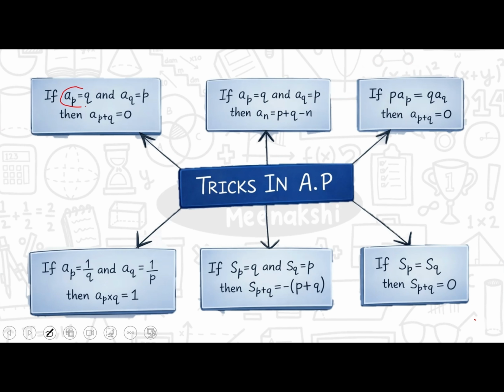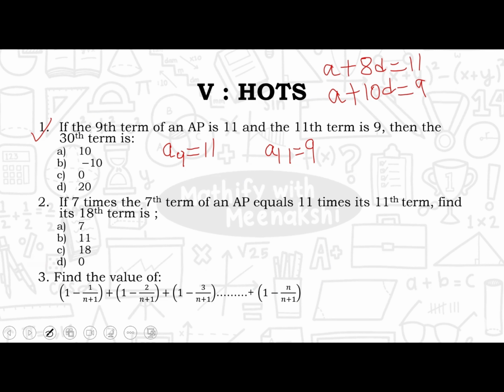Whenever your pth term is q and qth term is p, what you can do in this case is, if they ask for the p plus qth term, see carefully, the p plus qth term is 0. But if they ask for any nth term, then you add p and q and then subtract n from that. So in our case, they didn't ask for the sum. If they asked for the sum, that is the 20th term, you would say 0. But they asked for the 30th. So what you have to do is add 9 and 11, then subtract 30 from that. That is 20 minus 30. It's minus 10. So you can use this trick for MCQs.